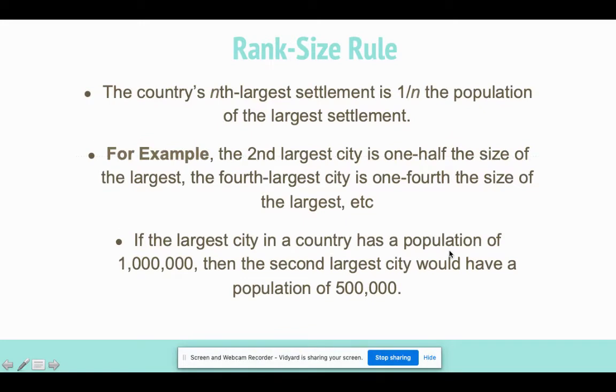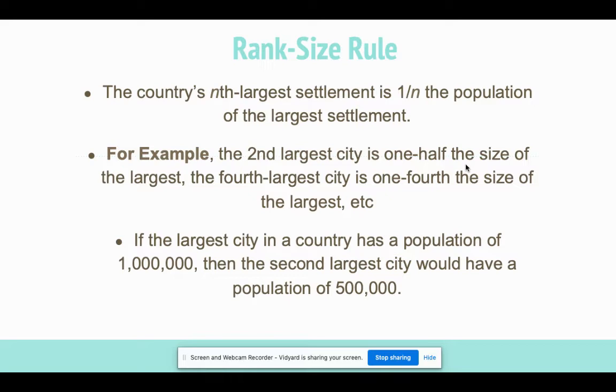Okay, the first one is what's called the rank size rule. And I know you're going to look at this and think, oh my God, there's an equation. This is intimidating. This is hard. I promise you the rank size rule is not difficult to understand. So all you got to do is substitute a number in for this letter N right here to figure out about what the size of that settlement would be.